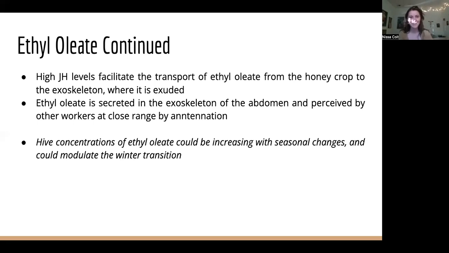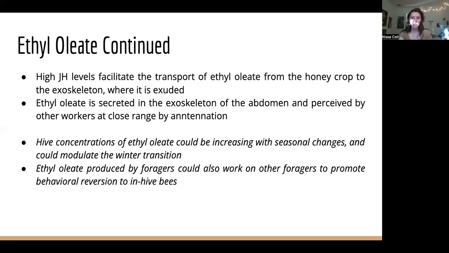So the basic hypothesis that I had was that the concentrations of ethyl oleate would increase with the seasonal changes, as forager bees were staying in the hive longer due to either poor weather like rain, shorter days, or just not having anything to forage on. So I thought perhaps that ethyl oleate could keep the nurse bees in a nurse bee state longer and help them transition into the winter bee state.